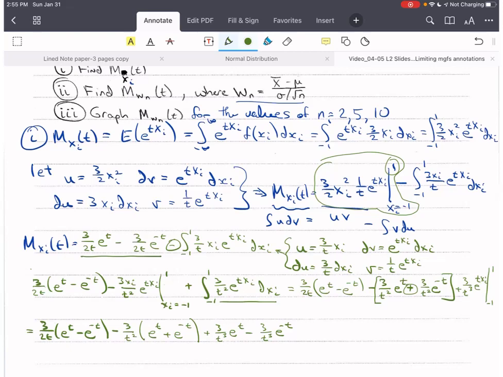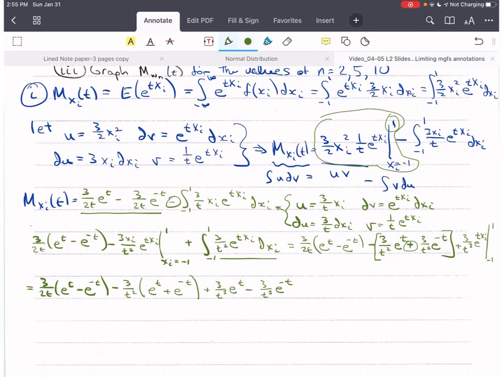Okay. So now I should end up with, I'm going to write this all out individually, 3 over 2t e to the t minus 3 over 2t e to the negative t minus 3 over t squared e to the t minus 3 over t squared e to the negative t plus 3 over t cubed e to the t minus 3 over t cubed e to the negative t.